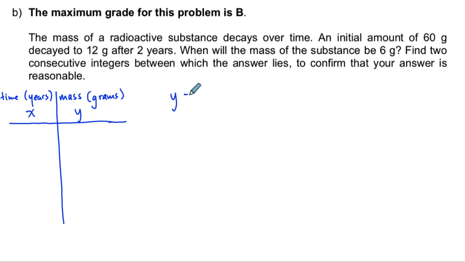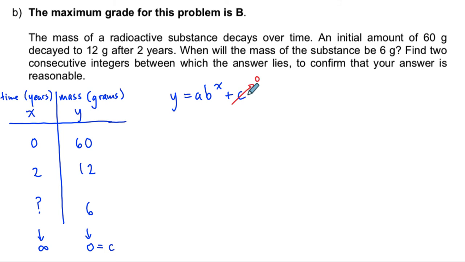And we have y equals a times b to the x plus c, but the reason this is a simpler problem is because the c value is equal to 0. So when we extract the information from the word problem, we see that at time 0 we have 60 grams, 0 years, 60 grams. 2 years later we have 12 grams. And then we want to find out when, so we want to solve for x when y is equal to 6. And if time approaches an infinite number of years, the mass would approach 0 grams. And that 0 is why we have a c value of 0. We have not vertically translated the horizontal asymptote for the exponential decay curve.